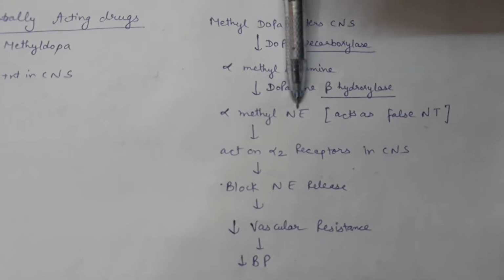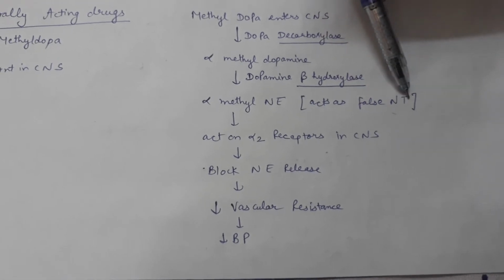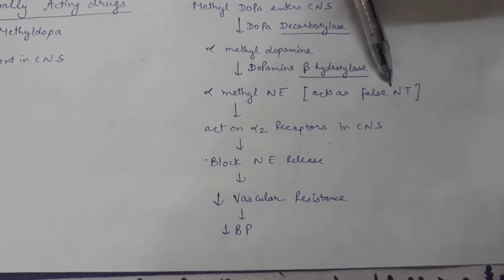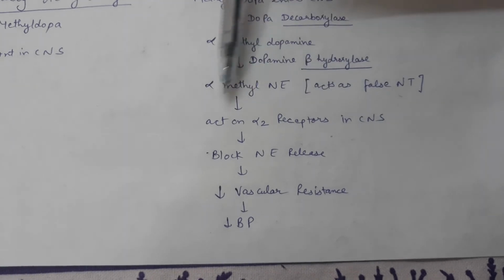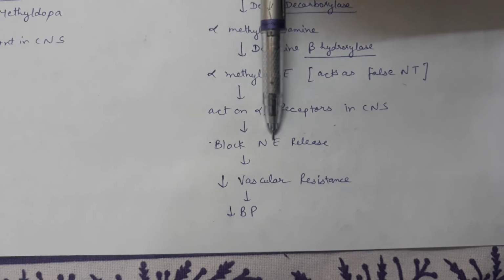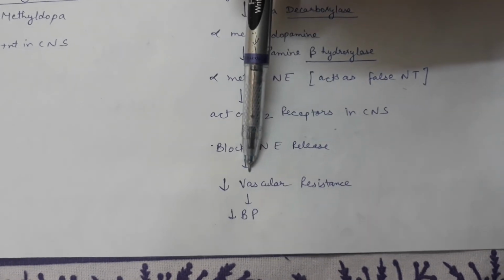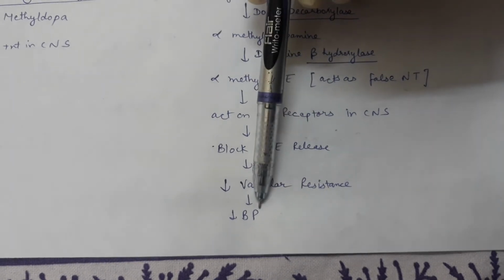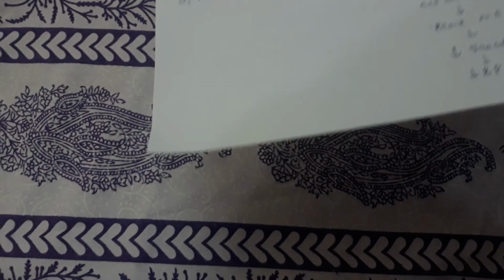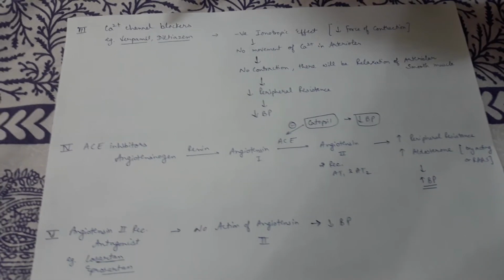This alpha-methylnorepinephrine acts as a false neurotransmitter. If it's a neurotransmitter, of course it will act on the receptor, so it acts on the alpha 2 receptors present in the CNS and blocks the norepinephrine release. By blocking the norepinephrine release, it causes a decrease in vascular resistance and ultimately decreases the blood pressure. So we have already discussed the sympatholytic drug actions.